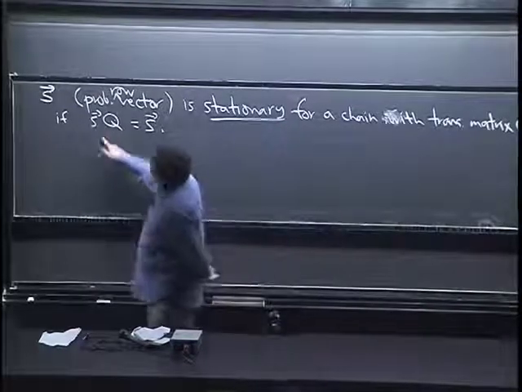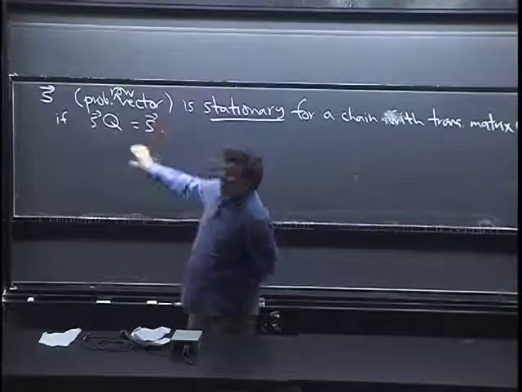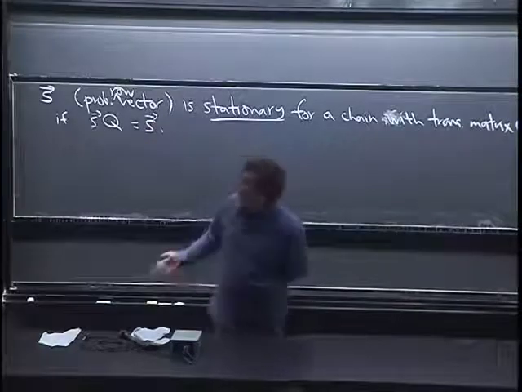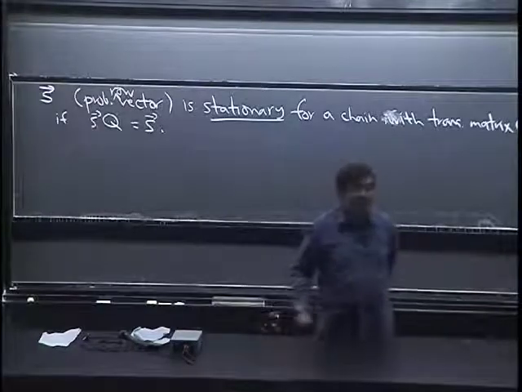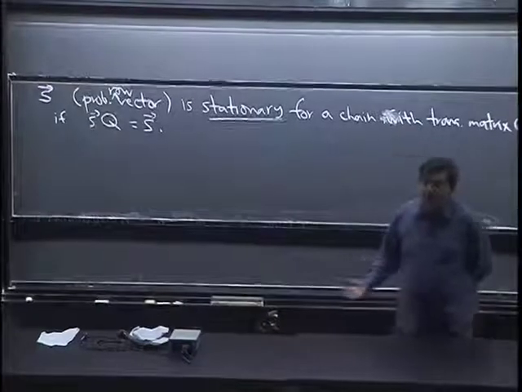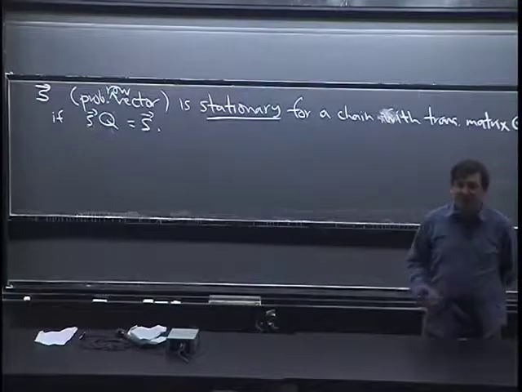But if SQ just collapses back down to S, that's why it's called stationary, because that's saying that if the chain starts out with the stationary distribution, then it's going to have the stationary distribution at the next step, and then the next step, and so on, forever.